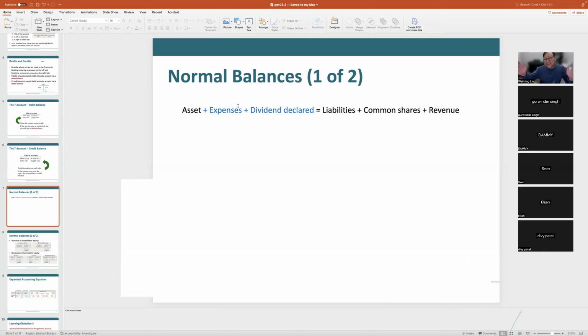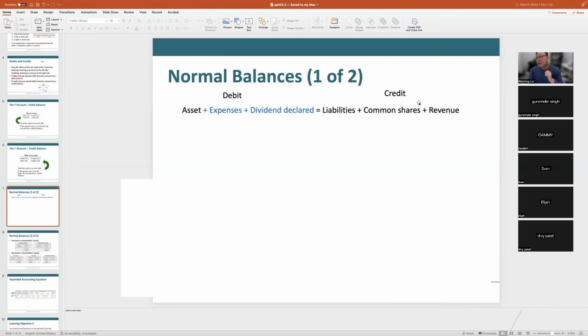So now it's interesting, right? Left and right. What if we define the normal balance? This side is all debit, and this side is all credit. So we're talking about the normal balance. Normally, these accounts should have a debit balance. And normally, these accounts should have a credit balance. Okay?